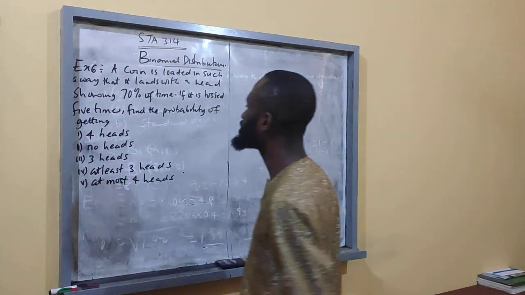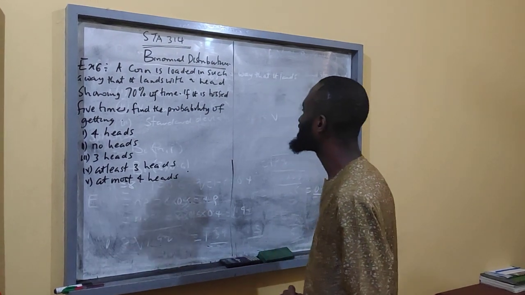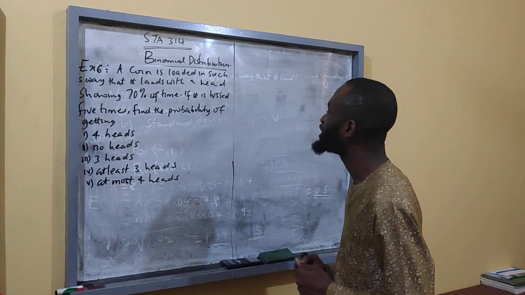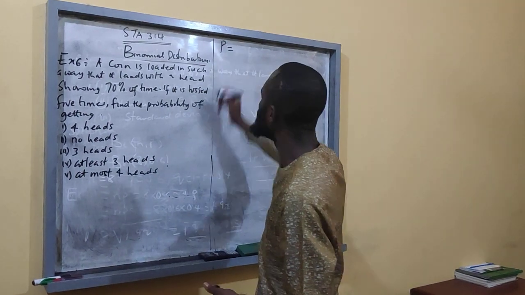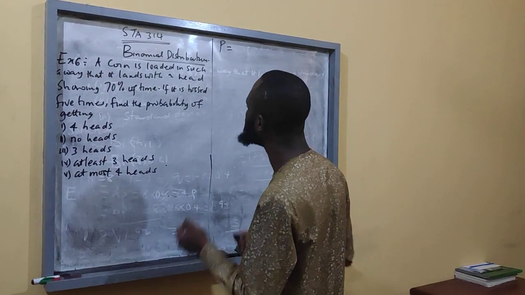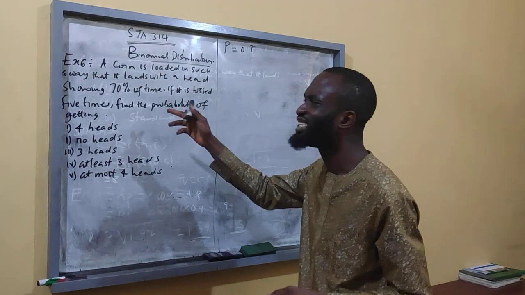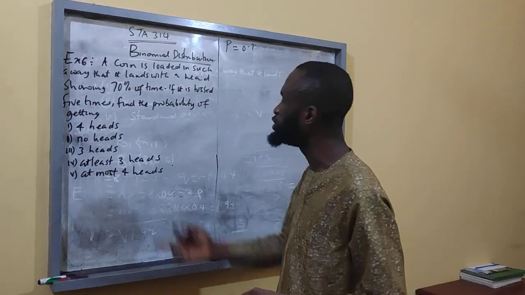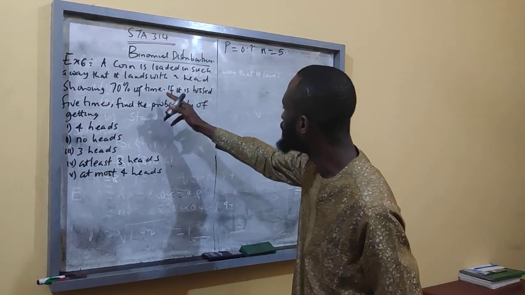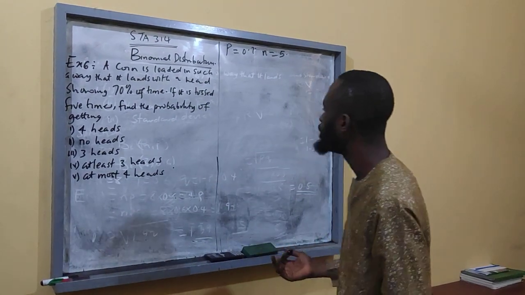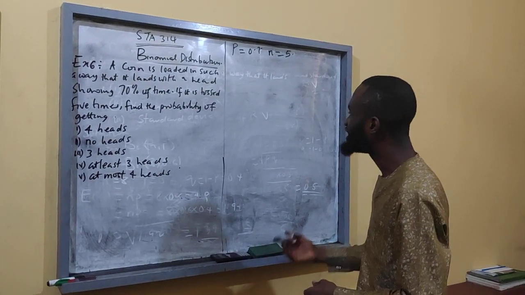Example 6. Look at the question on example 6. We have a coin that is loaded in such a way that it lands with an edge showing 70% of the time. That 70% is the success. Let's call it p. Since we are dealing with probability, 70% is going to be 0.7. Now, if it's tossed 5 times, that is the difference between binomial and Bernoulli. This one is tossed 5 times, that is my n. My n is 5. But if it is Bernoulli, there is no such number, the number of occurrence is just 1. Now, they ask us to find the probability of getting 4 edges. Those are the number of trials.